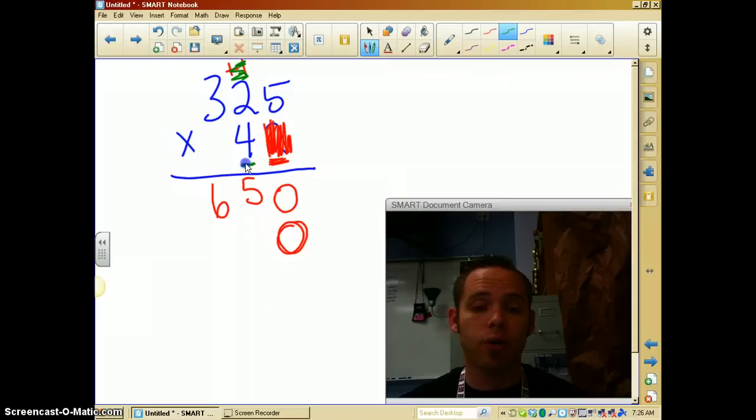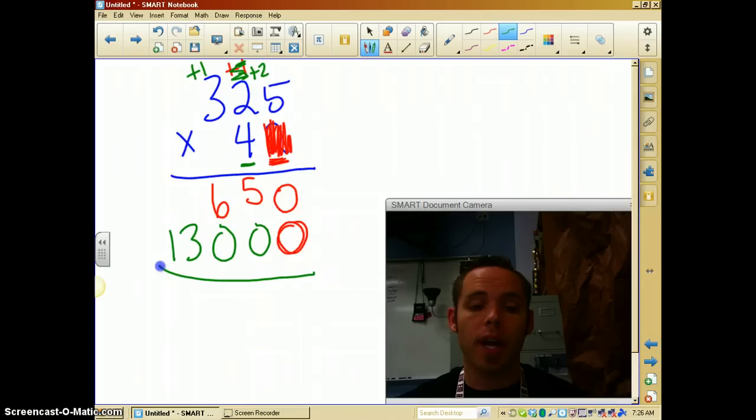So then I do 4 times 5, which is 20. Drop my 0, carry my 2. We do 4 times 2, which is 8, plus the 2 more is 10. Drop my 0, carry my 1. And then I do 4 times 3, which is 12, plus 1 is 13. Remember that multiplication is just repeated addition, so I put my plus sign.